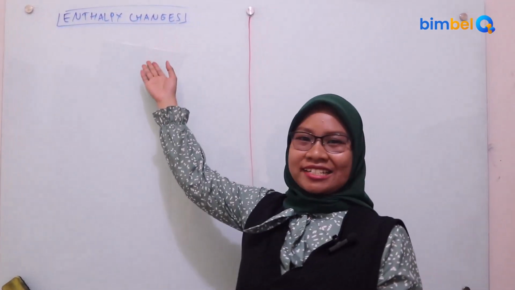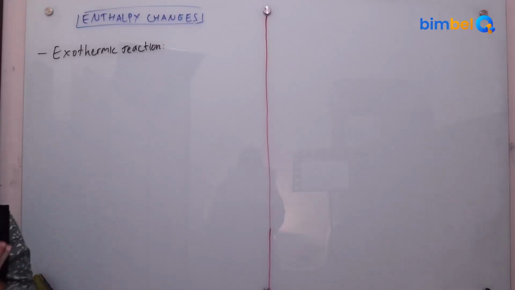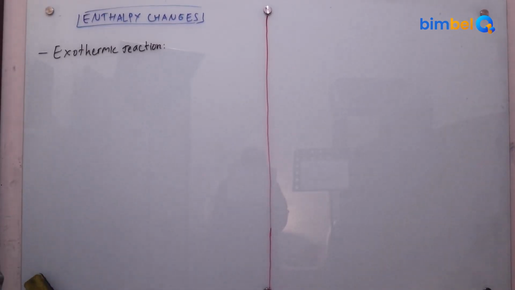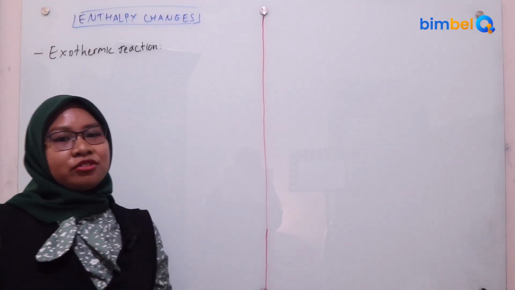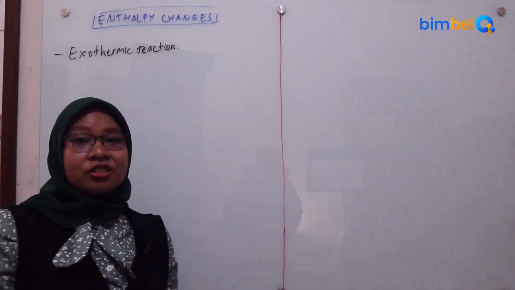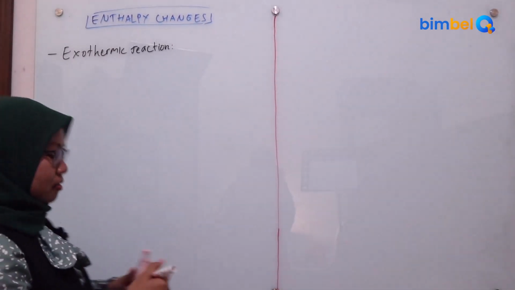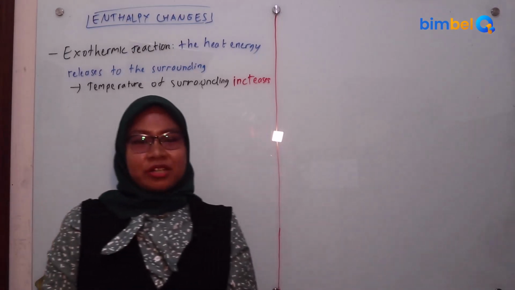Hello everyone, so today we're going to discuss enthalpy changes. But before we jump to the topic, we have to know about endothermic and exothermic reactions. What is an exothermic reaction? Do you know about it? Okay, let's discuss together. A reaction is called exothermic if the heat energy is released to the surrounding, and as a result, the temperature of the surrounding increases. So that's the exothermic reaction.